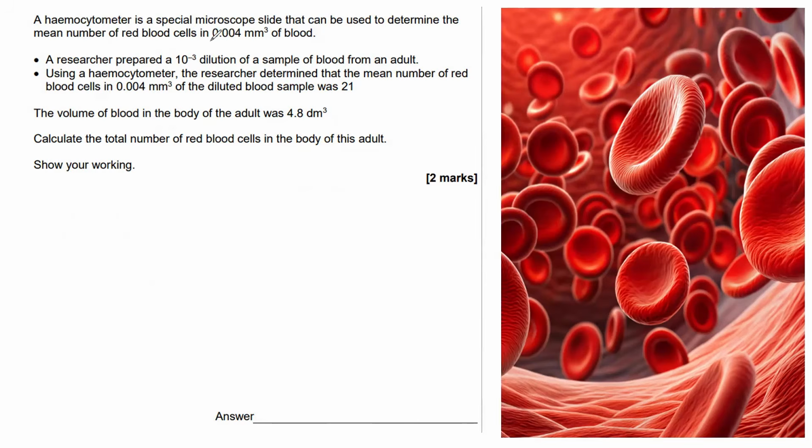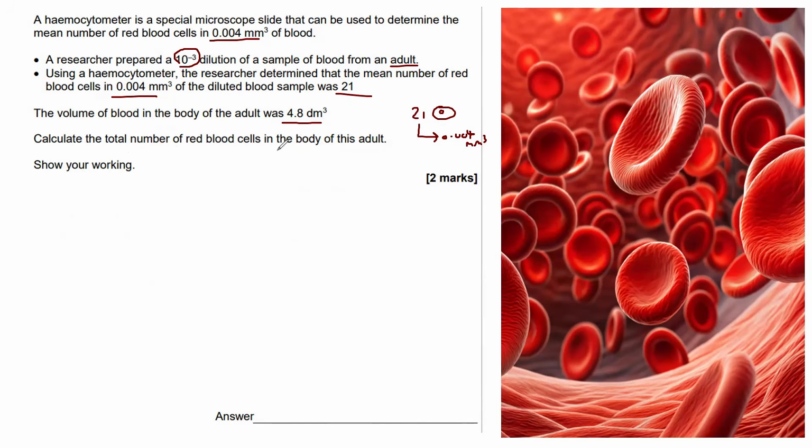So let's start circling things. We got a dilution, 10 to the minus 3, of a sample of blood from an adult using a hemocytometer. The researcher determined the mean number of red blood cells in 0.004. So the mean number was 21. So we got 21 red blood cells in 0.004. Okay, that's how many blood cells are in 0.004. The volume of an adult was 4.8 decimeters cubed of blood. Calculate the total number of red blood cells in the body of this adult. 2 marks. Pause the video.